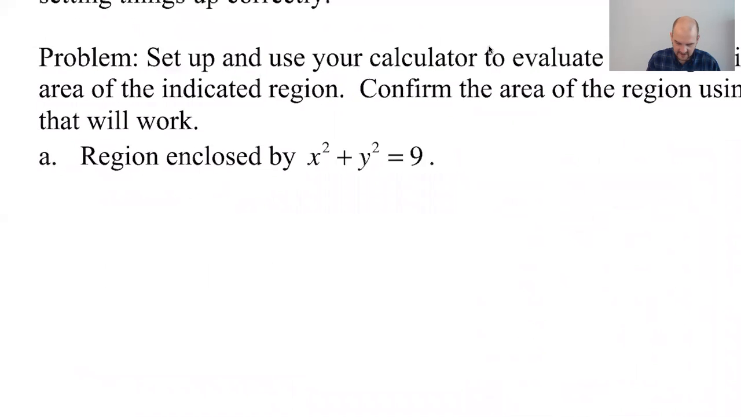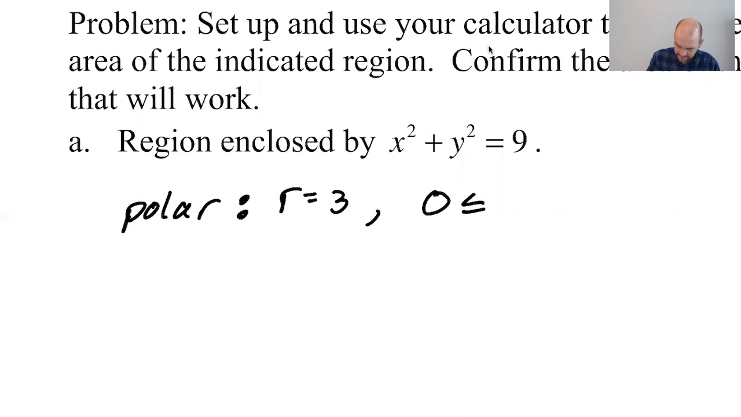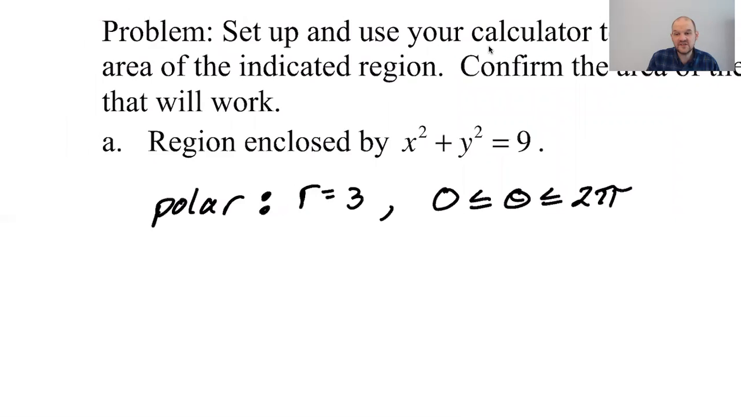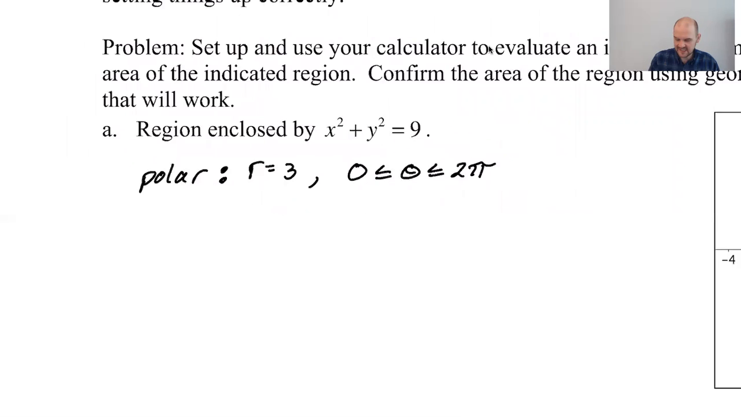So the first thing I need to do is convert this. It's r equals 3, right? This is the polar curve. And then I know that to get the full thing, it takes 0 to 2 pi. Those two steps are essential. You have to know how long it takes, and you have to have a sense of the polar curve.